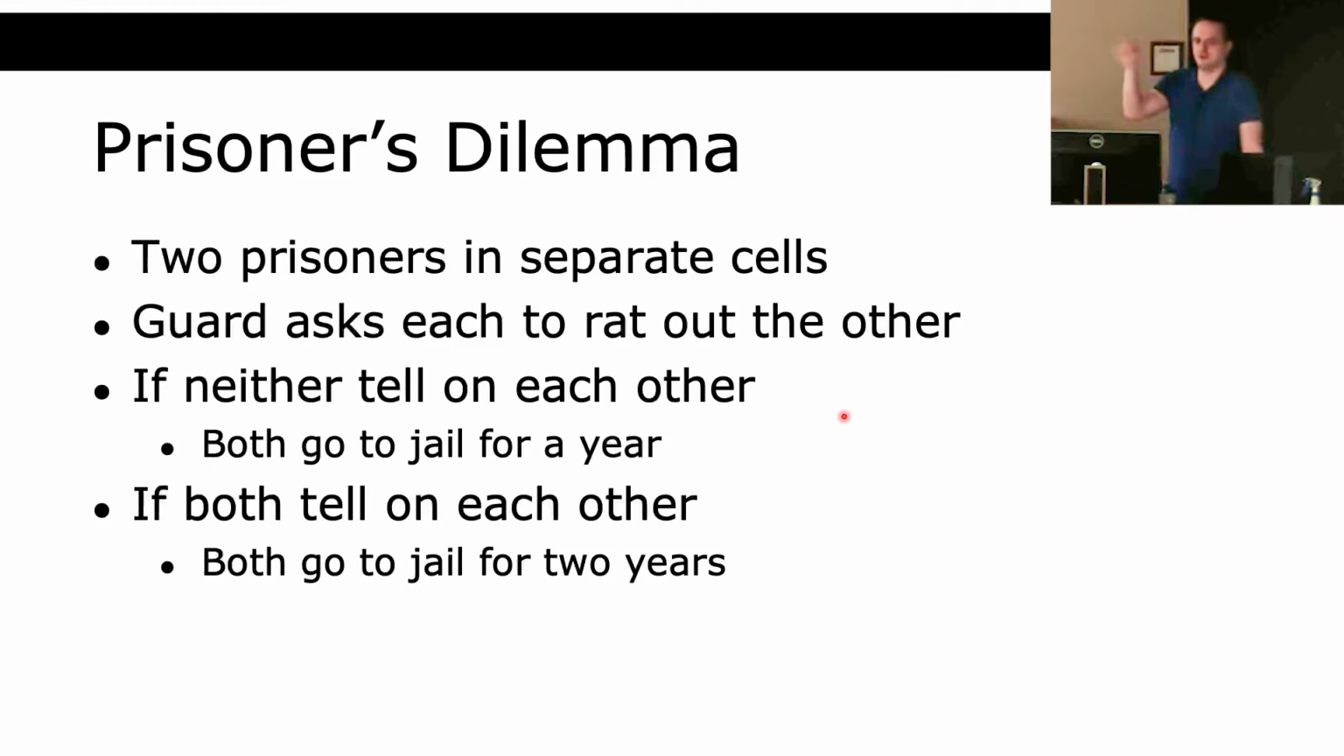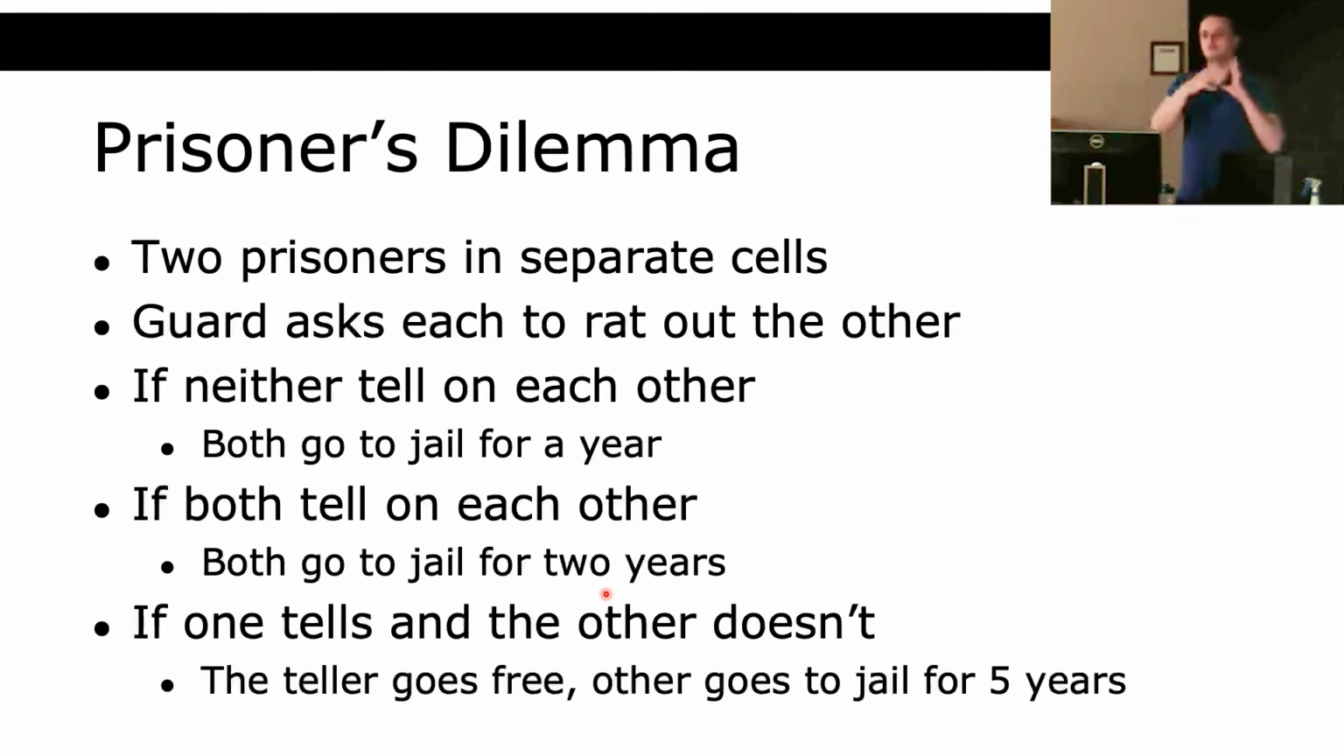If both of them tell on each other, then they have the evidence, so they can lock them up for longer, but maybe they give them a little bit of leniency for having actually told the truth, right? So they're both going to go to jail for 2 years. But if one of them tells on the other, and the other one doesn't tell, then the teller goes free, and the other one goes to jail for 5 years, because they pin the whole crime on the one guy, right? So this is the outcome here. Now remember, these are outcomes.